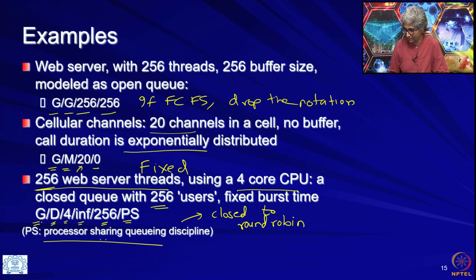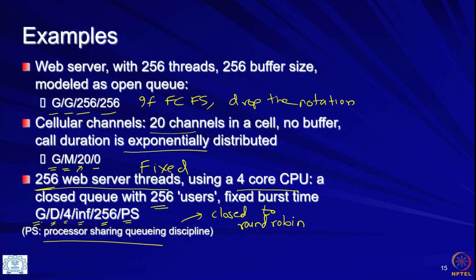Right, so it is close to round robin, and it is what is used often for CPUs. So with this we will stop, we are done with the introduction to queuing systems, and now we will see how we get some metrics out of the queuing systems, and that will be in the next lecture.